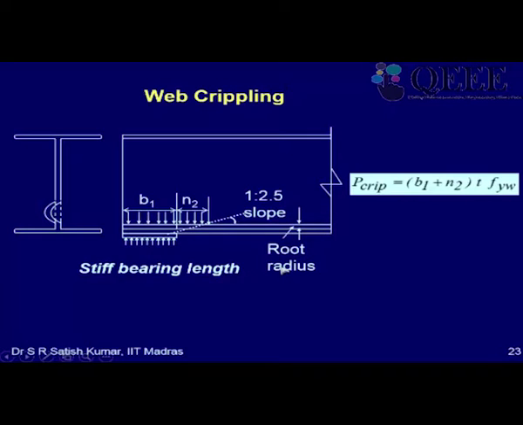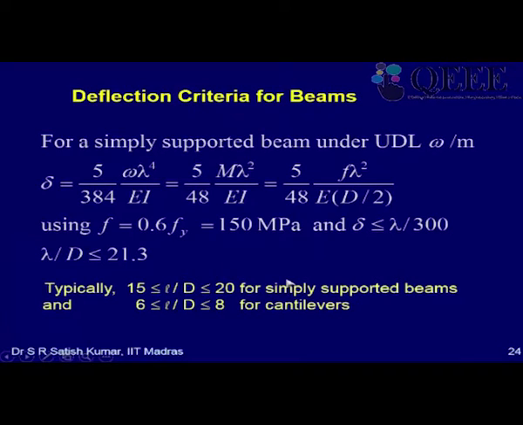Okay, so if R, the reaction, is less than P crippling, it is safe. Otherwise, it may cripple. So we have to be careful about this. Those are the web buckling and crippling criteria. And any beam has to also satisfy deflection limits under service loads. So the service load, let's say it is W, the ultimate load will be 1.5 times W, depending on the load combination, dead load, live load, whatever.